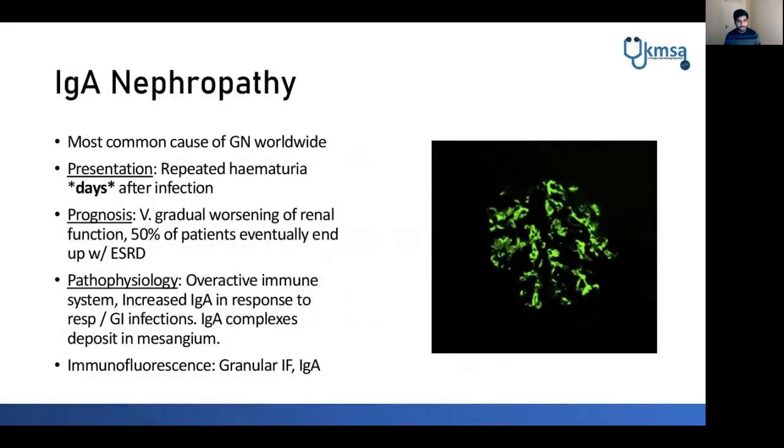So next is IgA nephropathy. This is one of the most common causes of glomerular nephritis worldwide. The difference is that the presentation is hematuria similar to before, but only days after an infection. The pathophysiology here is that you have an overactive immune system. You're producing too much IgA, and the immunoglobulins end up depositing in the kidney as immune complexes in a granular way. You can see here. Again, this is very common, and the prognosis is that patients usually have gradually worsening kidney function, and half of them end up with end-stage renal disease.